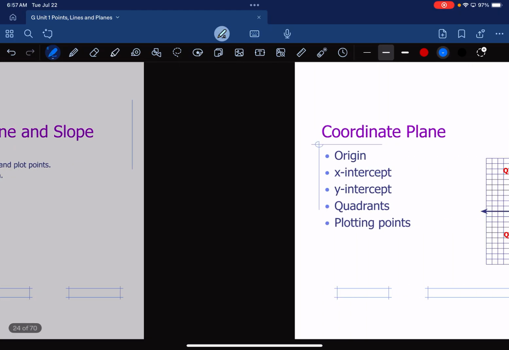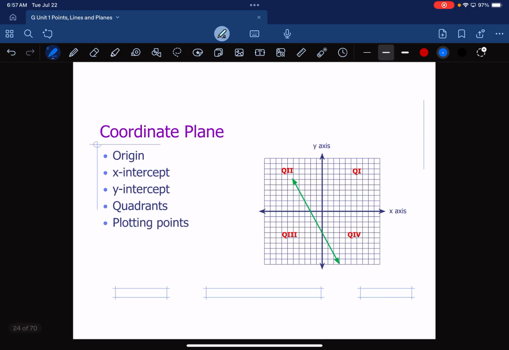So just some real basics here. So coordinate plane, hopefully you remember, has an x-axis and a y-axis. So the x-axis is horizontal and the y-axis is vertical. And then the origin is that point at the very middle of the graph, right? So that's our origin right there.